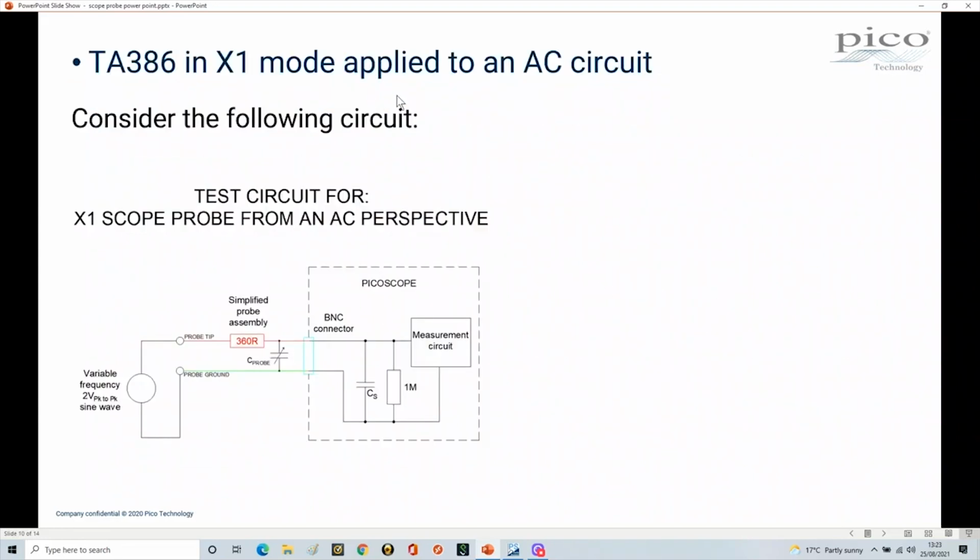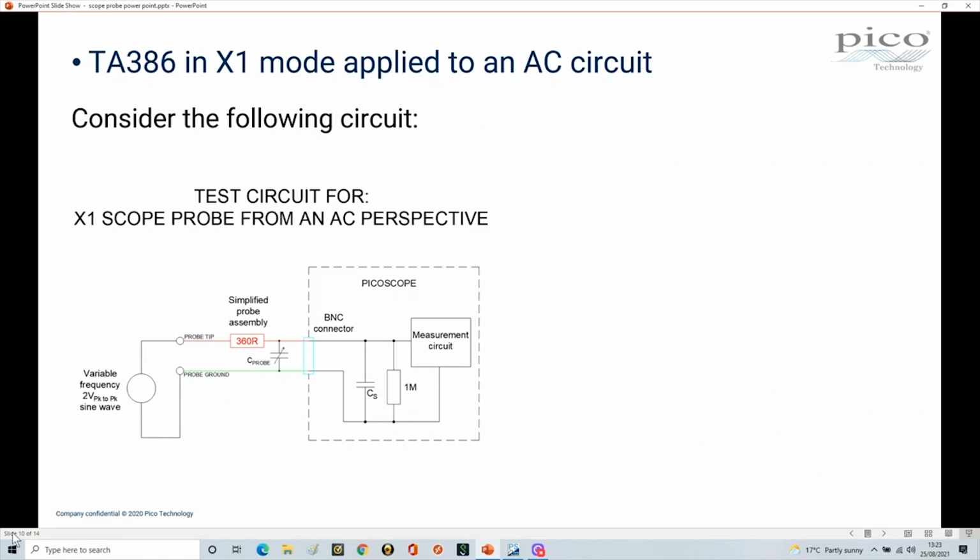So here we have the TA386 in ×1 mode, and what I've done here is I've shown you the capacitance. This is a very simplified schematic of what's going on. But we adjusted the capacitance of our probe by tuning it right at the start of this presentation. And so what we now have is a 2-volt peak-to-peak signal generator doing a sine wave, going to our probe tip, and we've grounded it, goes through this to our picoscope.